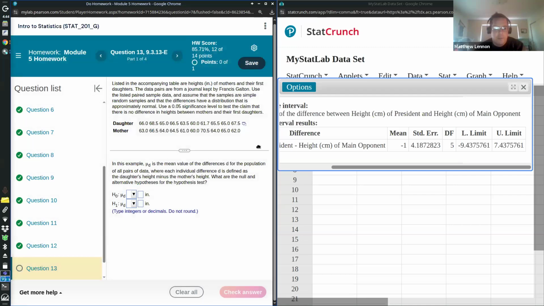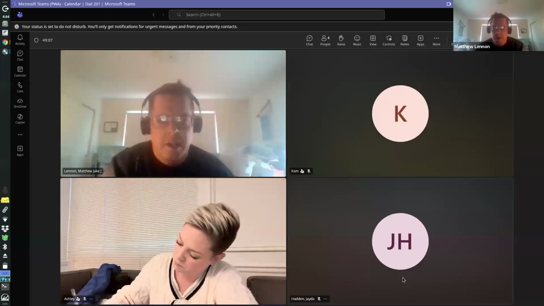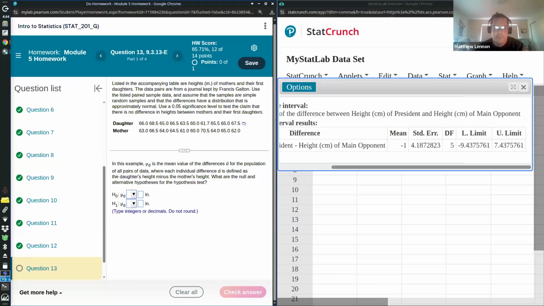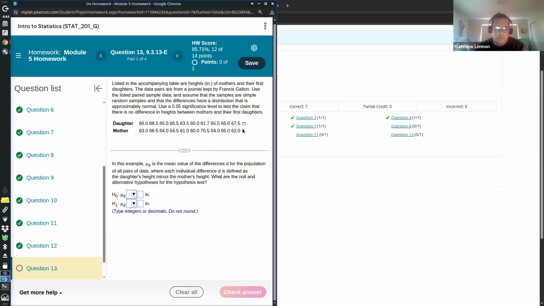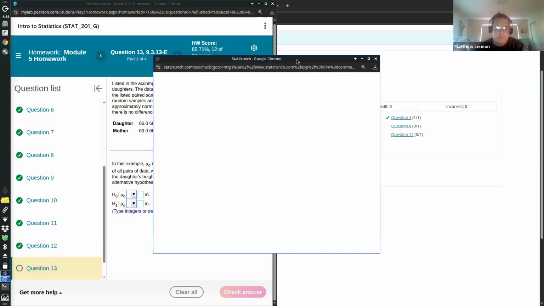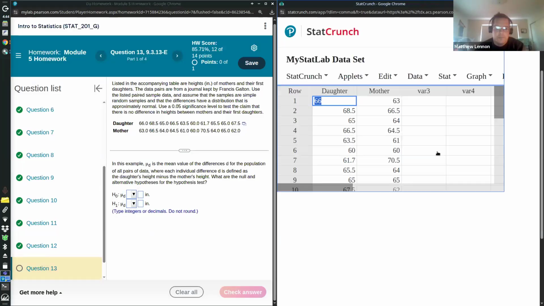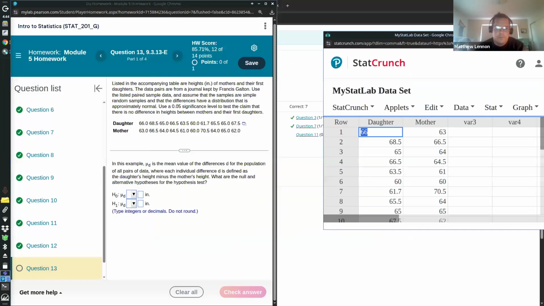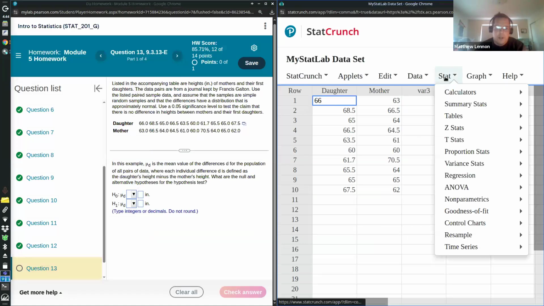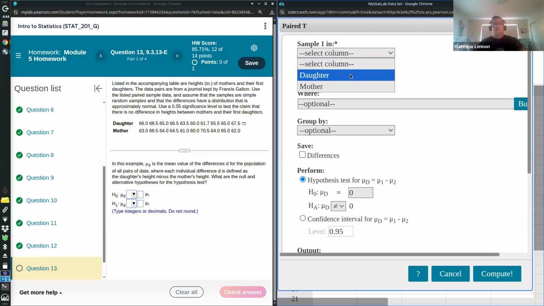Okay, we've got some more paired. So I'm going to close and then open again. Anyone having any problems? No? Okay. So stat, t-stat, paired, column 1 daughter, column 2 mother.